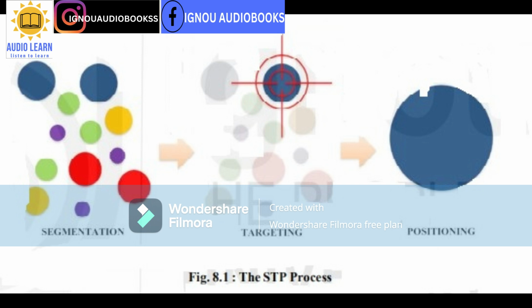Figure 8.1, the STP process. Look at the screen for table content.